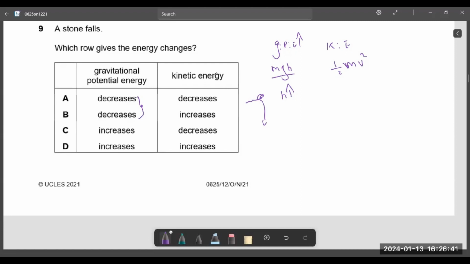And what about kinetic energy? As the motion is increasing, as the stone falls, its speed increases due to the acceleration from gravity. So it will increase. Kinetic energy will increase. So here the right choice is B. Gravitational potential energy will decrease and kinetic energy will increase.